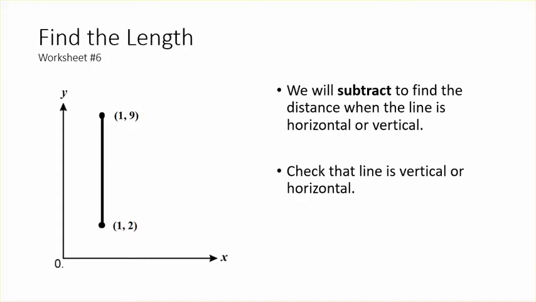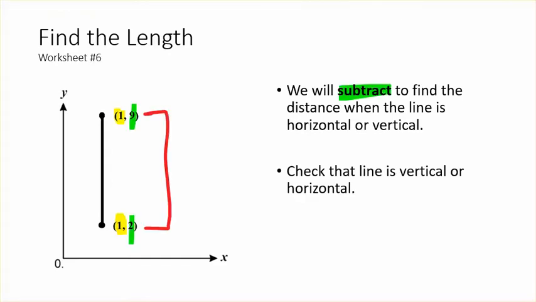Let's try another one. This is number 6 on your worksheet. So again, before you subtract, make sure that the line is horizontal or vertical. Again, you're looking for the same values in either the x or the y. In both of my points, we are over 1. So the x value is the same. What's different is how far up or down I'm going. So my goal is to find the distance between 9 and 2.